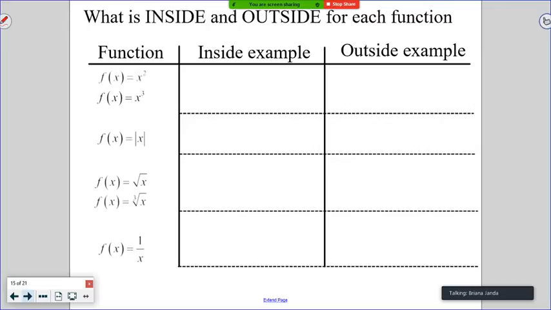Notice I have grouped some of them together. Your exponential, both x squared and x cubed, your inside and outside look the same. It doesn't matter if your exponent is a 2 or a 3, okay? Same thing for your radical, cube root, square root. It doesn't matter which type of root you're taking. Your inside and outside will look the same. So let's go ahead and talk about this first type, exponents.